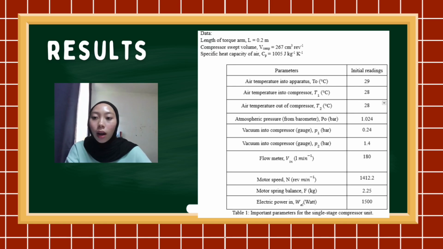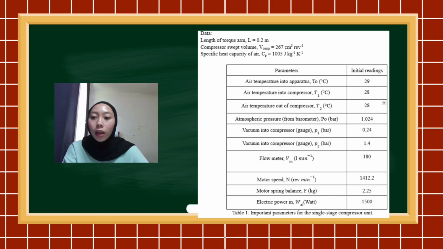Now, I will present the result obtained from the single stage compressor experiment last week. Okay, first, referring to Table 1, the room temperature is 29 degrees Celsius, the air temperature entering the compressor T1 is 28 degrees Celsius, and the initial outlet temperature T2 is also 28 degrees Celsius. And then the atmospheric pressure is 1.024 bar and the compressor operates at a motor speed of 1412.2 rpm with an electric power input of 1500 watts. And then the flow rate is 180 liters per minute.